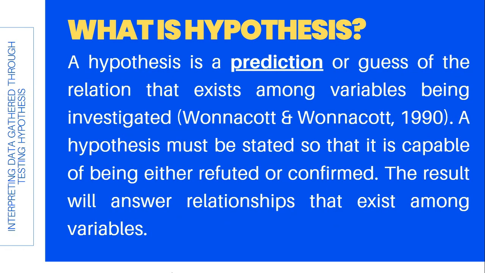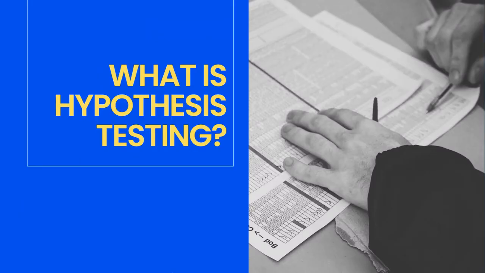Another definition of hypothesis is that it is a prediction or a guess of the relation that exists among variables being investigated, according to Wonacott and Wonacott 1990. A hypothesis must be stated so that it is capable of being either refuted or confirmed. The result will answer relationships that exist among variables. Now, what is hypothesis testing?